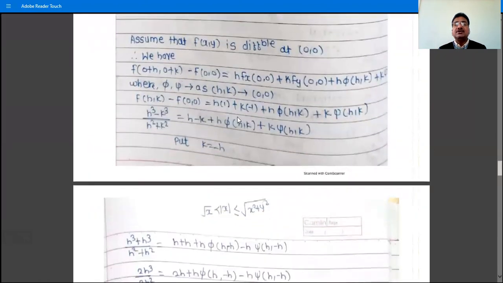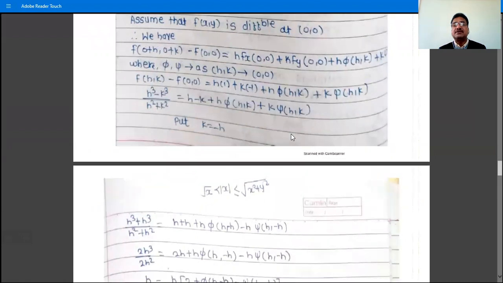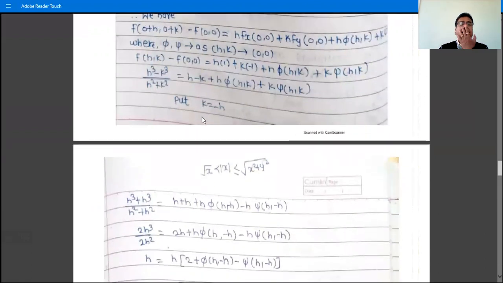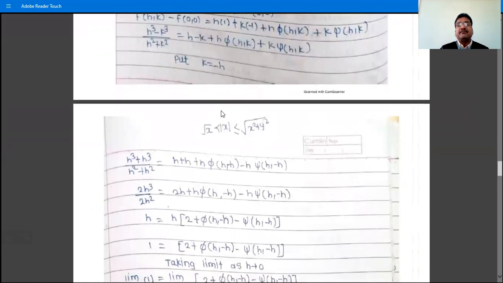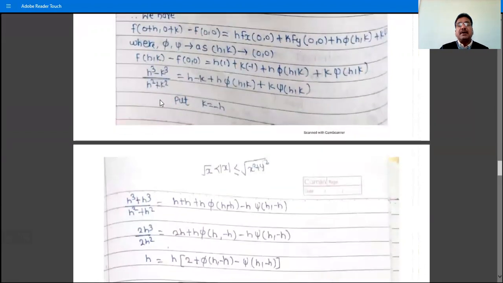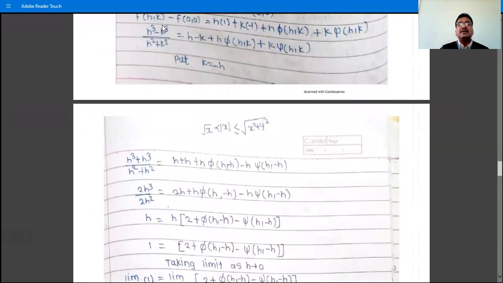Is equal to h minus k, h phi(h,k) plus k psi(h,k). Okay, then put k is equal to minus h. So what we have: h cube plus minus k minus h cube. Substitute k is minus h. So minus h cube is minus h cube. Minus minus become plus h cube. Minus h square is plus h square. Then here h minus k is minus h, so become plus h.